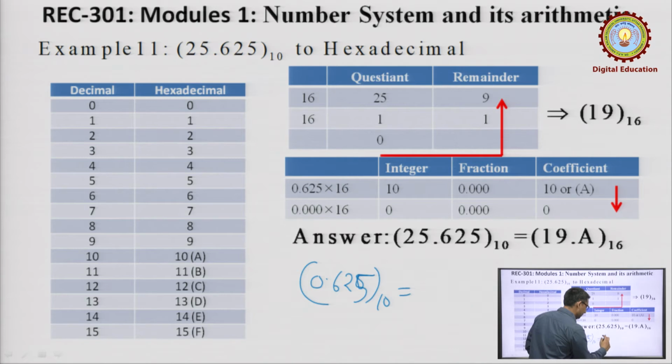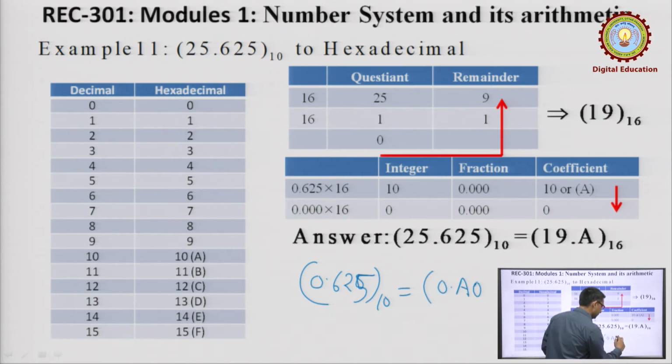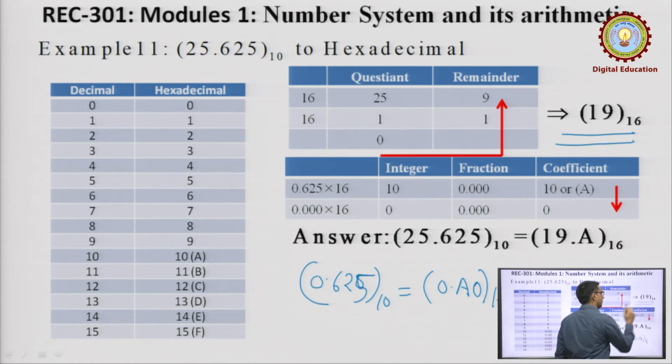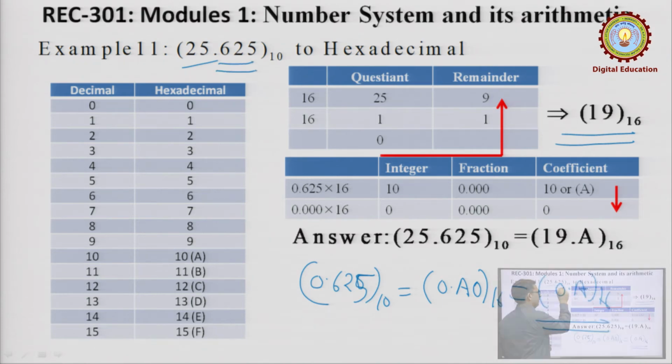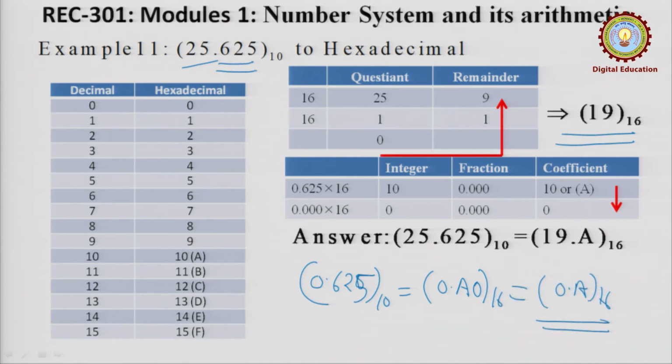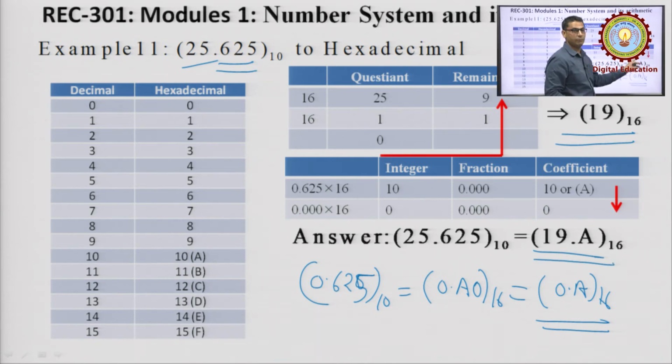0.A, okay, and this is 10, or we can write it like 0.A. Okay. So, we get the value for the integer part of this question. We also get the fractional hexadecimal value of this fractional decimal number, and if we merge it, then we will get the final answer. So, the final answer of the hexadecimal number is 19.A, okay, for this question.